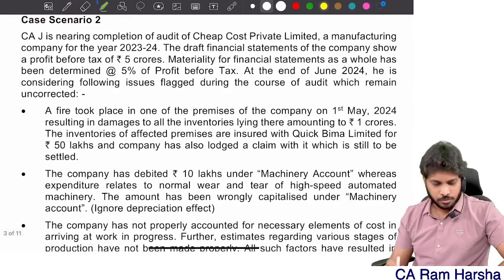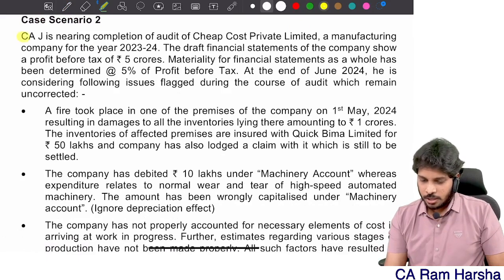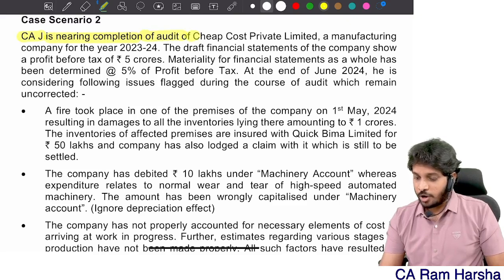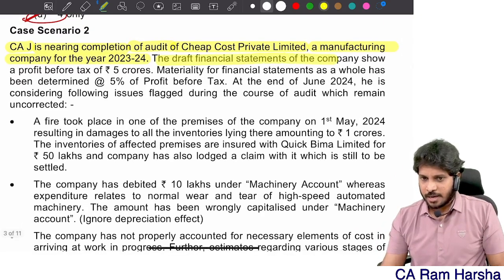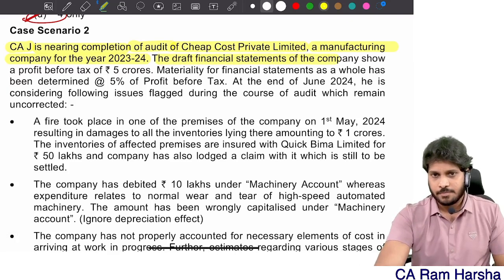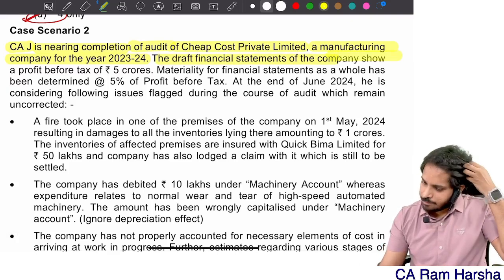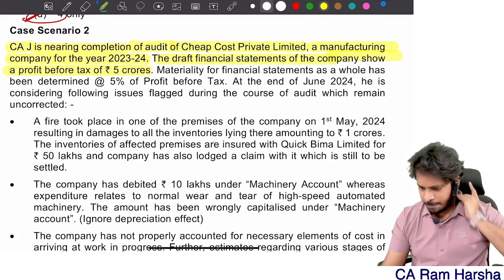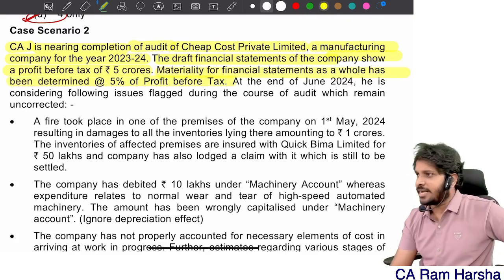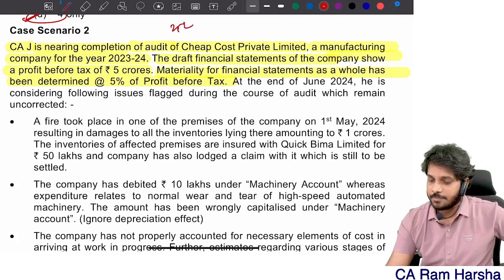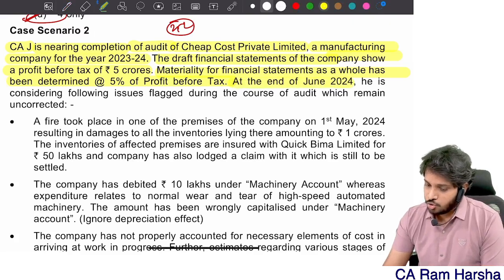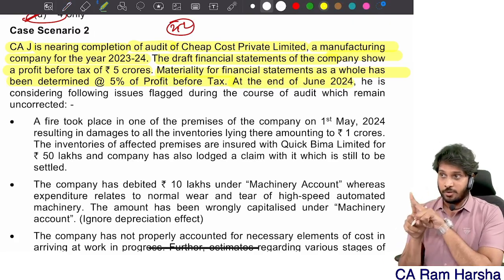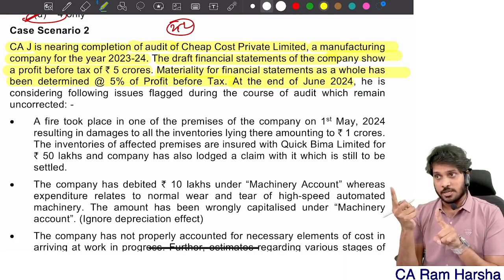Next, case scenario 2. CAJ is nearing completion of audit of Cheap Cost Private Limited, a manufacturing company, for the year 23-24. The draft financials of the company show a PBT of 5 crore. Materiality for financial statements is determined at 5% of PBT. Means what? 25 lakhs. Correct? 5 crore multiplied by 5%. At the end of June 2024, remember you're doing audit of 23-24. June 2024 means you are at the conclusion of the audit.